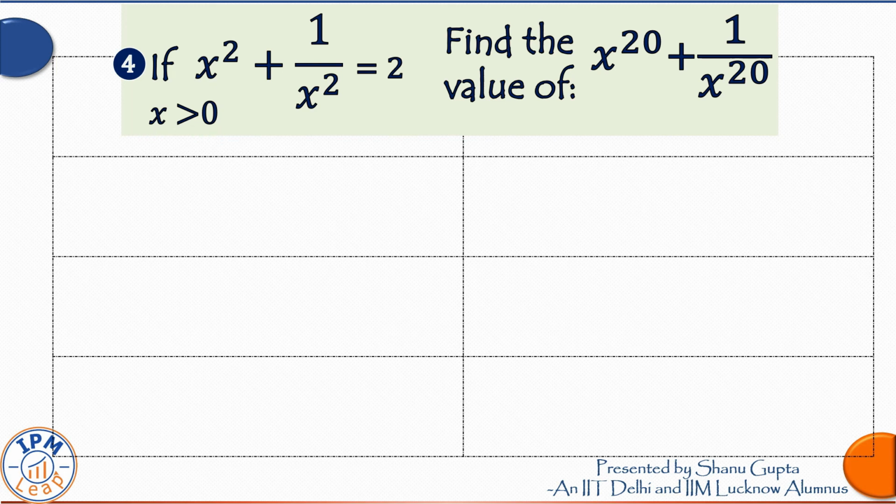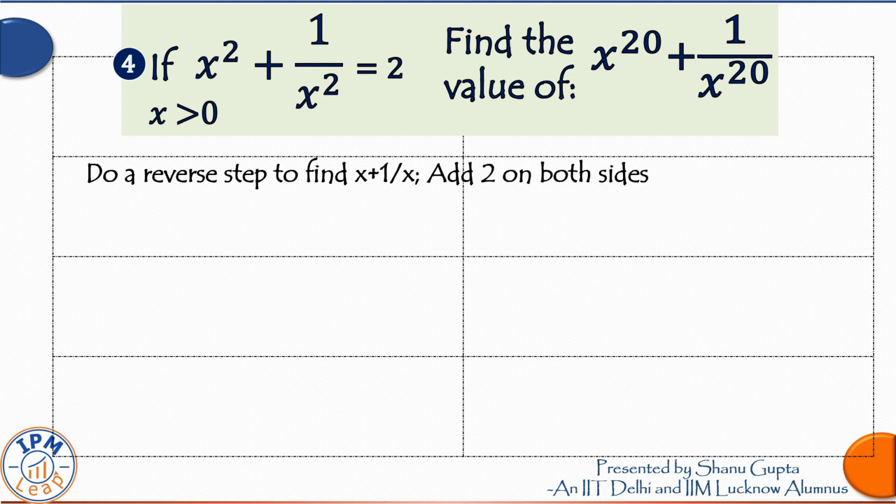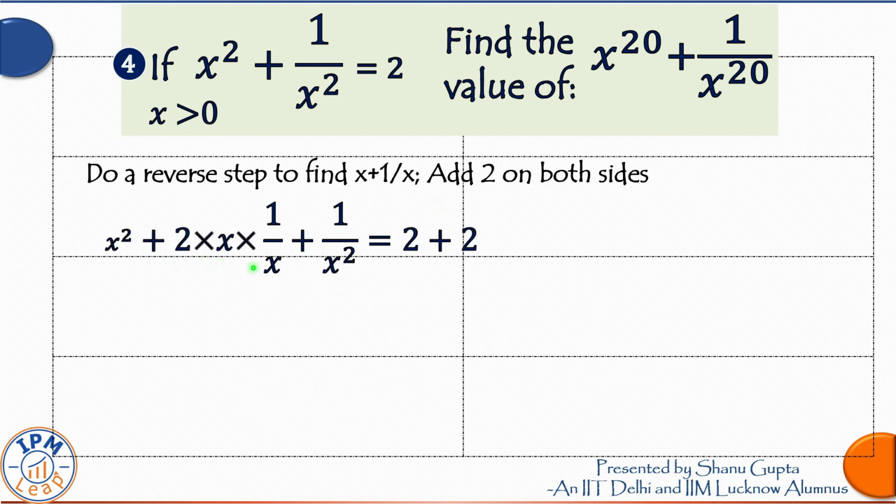By the way, if they give you x square plus 1 upon x square, you can always do a reverse step to calculate x plus 1 upon x. How so? Just add 2 on both sides. So left hand side, 2 can be written as 2 into x into 1 upon x. Right hand side, we get 2 plus 2, which is 4. Left hand side becomes x plus 1 upon x whole square. Therefore, taking square root on both sides, x plus 1 upon x, which will be positive, is equal to 2.